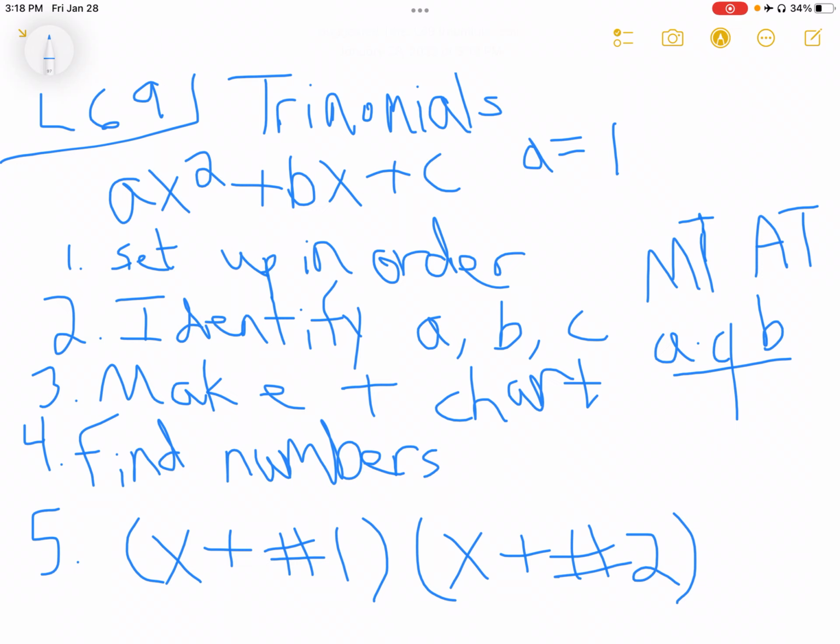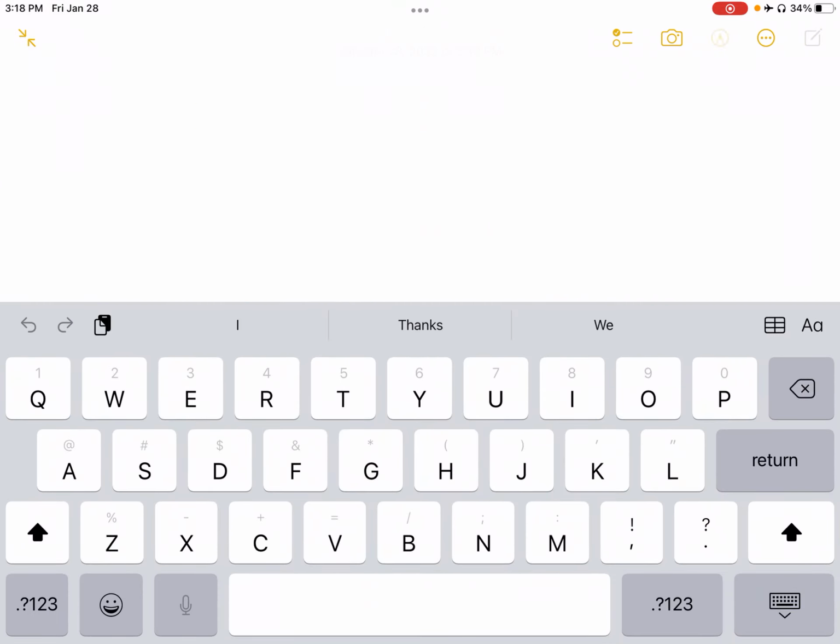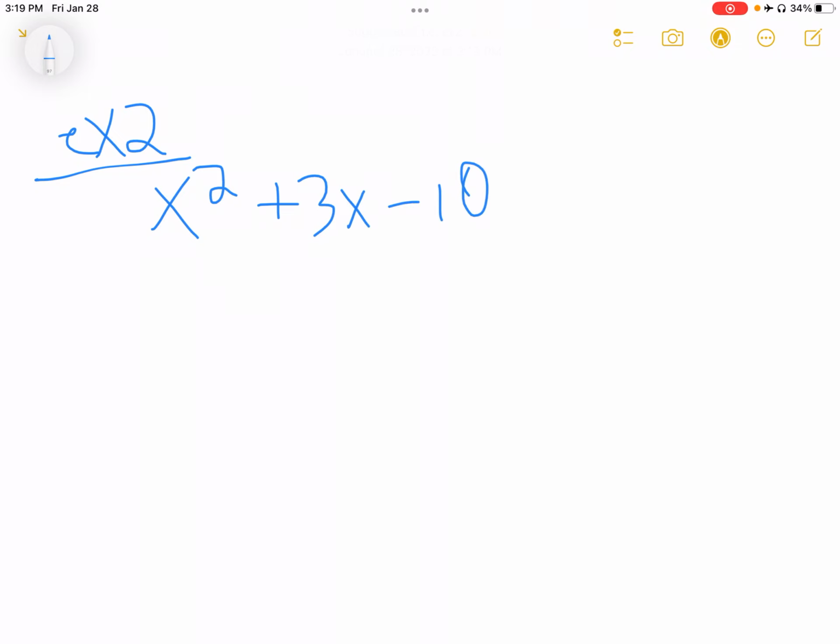So I'm going to go ahead and open another page here, and we'll do it for this example 2. Okay, so for example 2, we have x squared plus 3x minus 10. Okay, so we can identify our A, B, and C. We already did that, right? They're already in order, right? So we have 1 in front of x squared. We have 3x, so we have 3 for B, and then for C we have minus 10. So we'll make our t-chart.